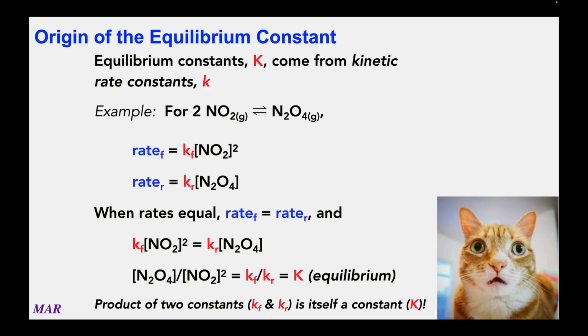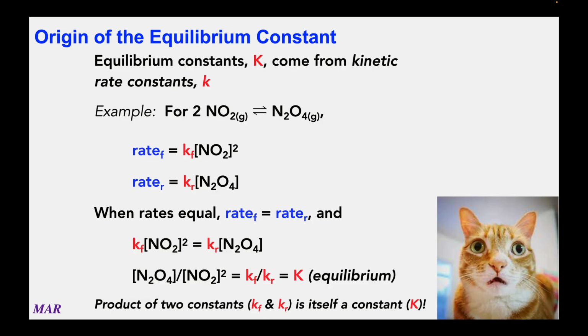You can rearrange the expression in order to have products over reactants. So in this case, it would be N2O4 over NO2 squared. KF over KR is just this product, if you will, of two different numbers. So equilibrium constants K are nothing more than basically the rate constants for the forward reaction divided by the rate constants for the reverse reactions.